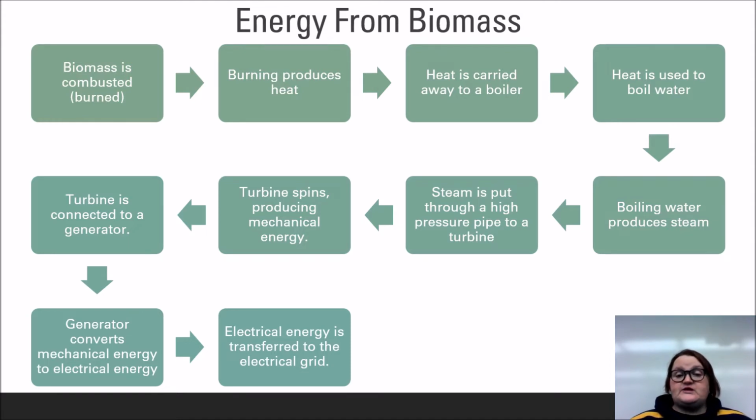The narrow pipe forces the steam under pressure, increasing its force as it is released onto a turbine. The turbine spins, which produces mechanical energy. The turbine is connected to a generator, which takes the mechanical energy of the spinning turbine and converts it into electrical energy, which can then be released onto our electrical grid.